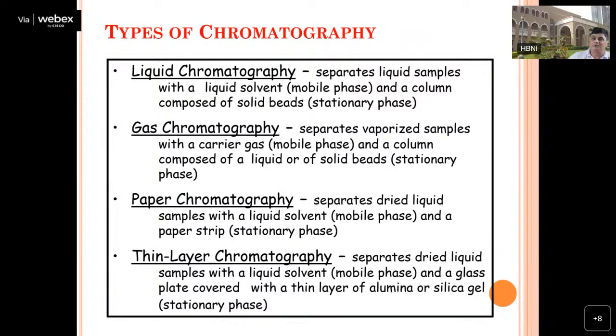So these are the various types of chromatography. Liquid chromatography separates liquid samples with a liquid solvent mobile phase and a column composed of a solid stationary phase. Gas chromatography separates a vaporized sample with a carrier gas and a column composed of a liquid or solid beads as a stationary phase. Paper chromatography separates a dried liquid sample with a liquid solvent as the mobile phase and paper strips as the stationary phase. And thin layer chromatography separates a dry liquid sample with a liquid solvent and a glass plate covered with a thin layer of aluminum or silica that becomes the stationary phase.